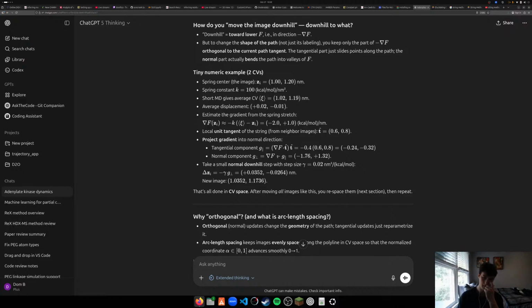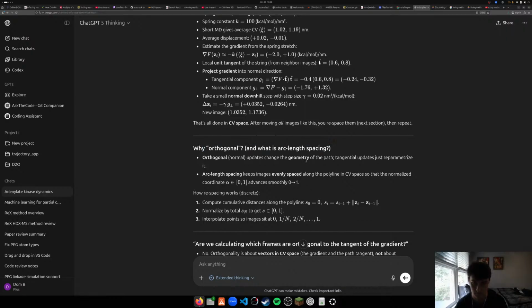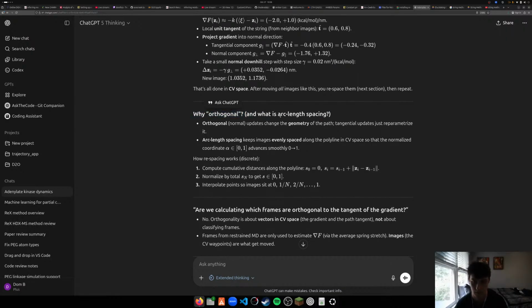Okay, I think I'm getting it. Take the normal. Orthogonal normal updates change the geometry of the path. Tangential updates just reparameterize it.